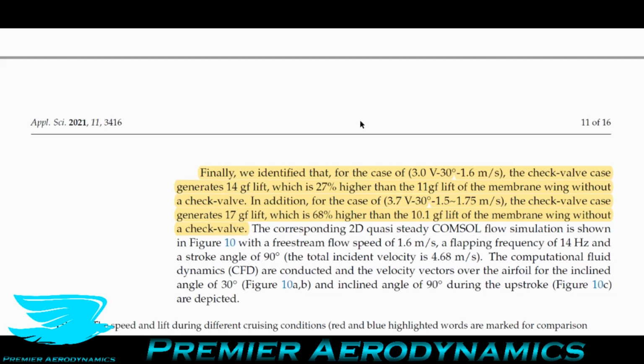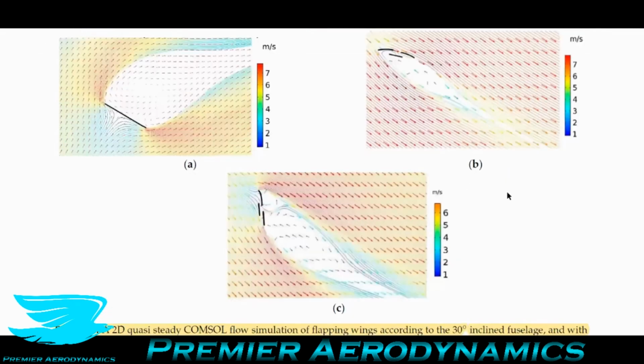So in other words, adding these check valves dramatically increases lift, anywhere between 30% and 70%. And it might even be more at different angles of attack and different flow speeds and different flapping motions. So all around, these check valves are very beneficial.